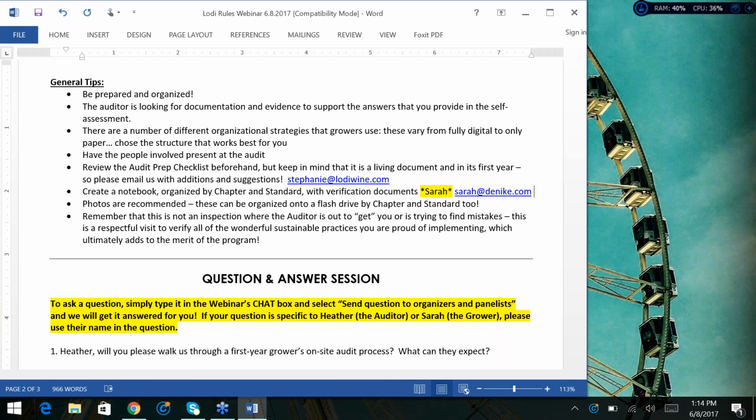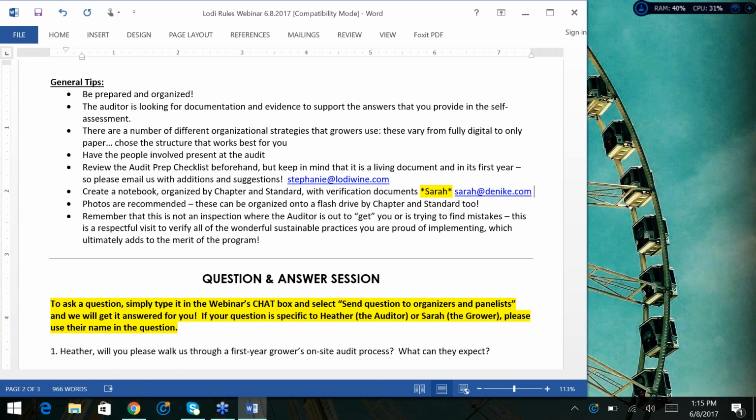Yep, no problem. And then another general tip, ladies and gentlemen: photos really do, pictures speak 1,000 words, and that's very true. So if any of these practices seem overwhelming, such as how do you verify that you're doing multiple tasks in the field at once, take a picture of it. If you have an over-the-row sprayer where you spray 2 rows, you can easily take a picture of yourself doing that and show that to us, and that's very, very good documentation for that practice.